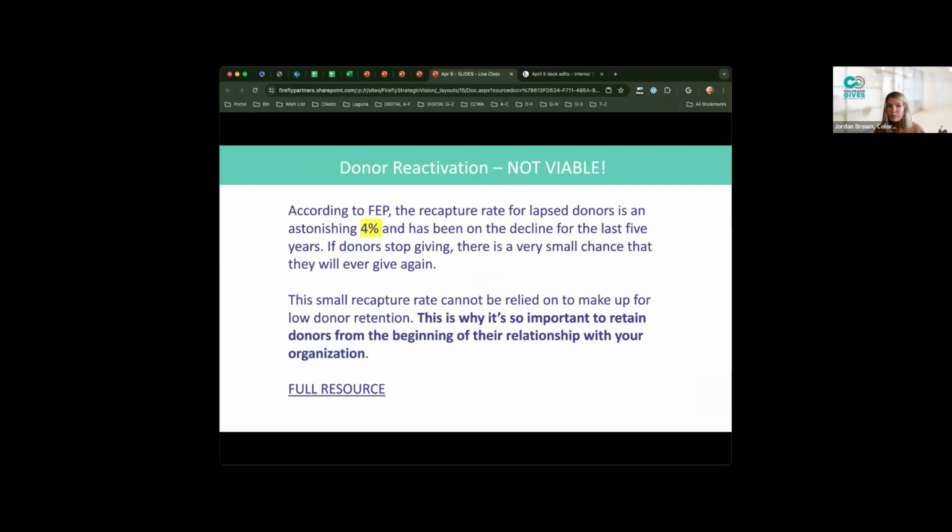Did want to talk just briefly about donor reactivation. I think we talk about lapsed donors, but we sometimes don't put numbers to what those lapsed donors really can do for us. So I wanted to level set here, because according to fundraising professionals, it's only about 4% of lapsed donors that ever come back after they're gone. After you lose their donation, only about 4% ever come back. So if a donor stops giving, there's a very small chance that they will ever give again.